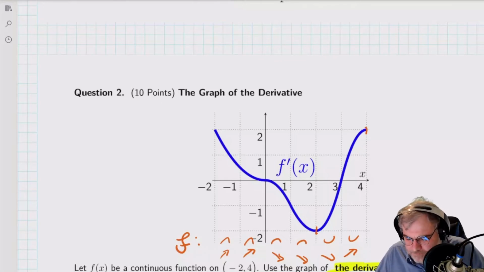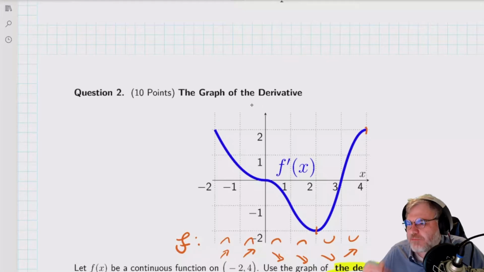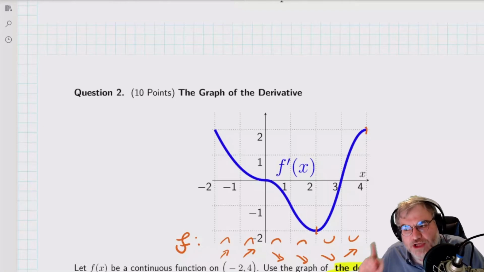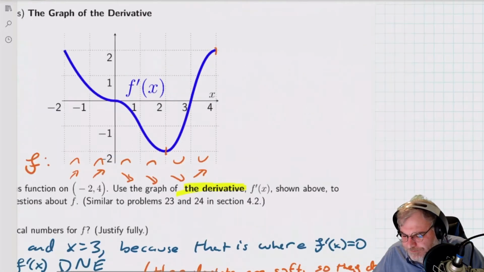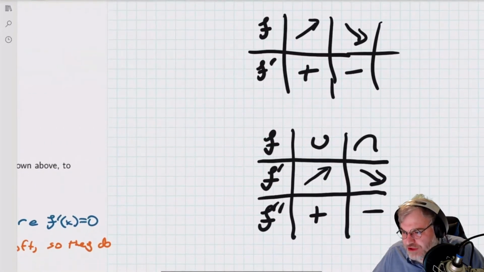Okay. So the idea here is that what I'm looking at is the graph of the derivative. I'm not looking at the graph itself. I'm not looking at f. I'm looking at f prime. So what I'm going to do is use my handy dandy little cheat sheet that we've been doing for the last 3 weeks.